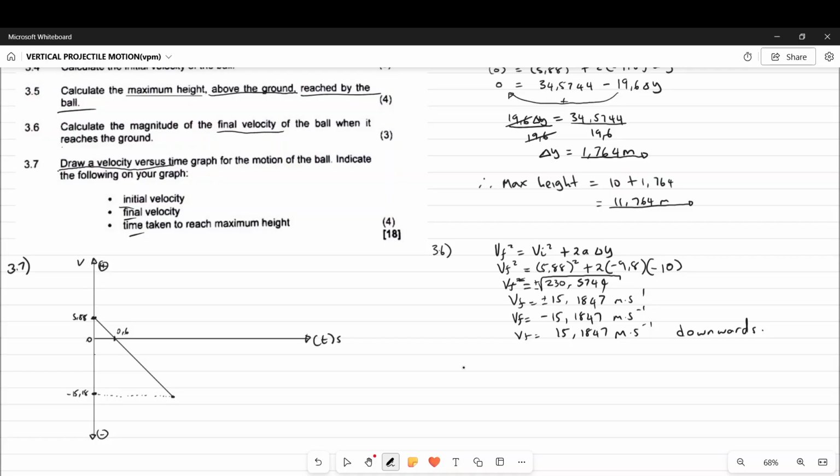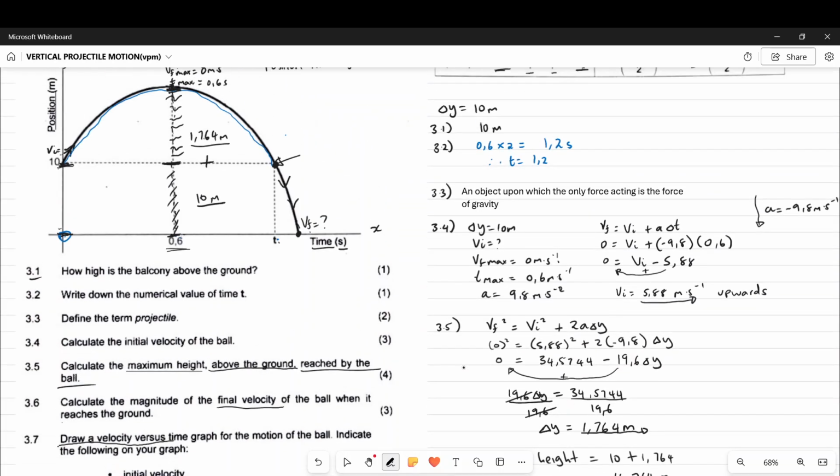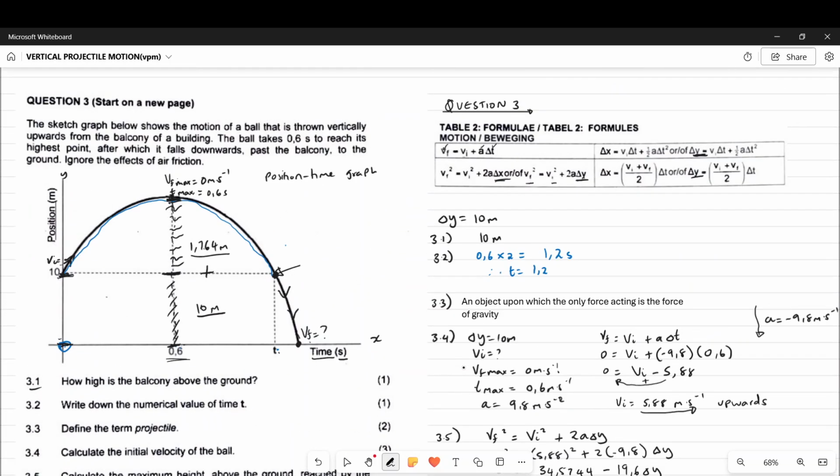So I believe, I hope you guys understand, this is how we answer vertical projectile motion questions, and this is how we interpret the velocity time graph.